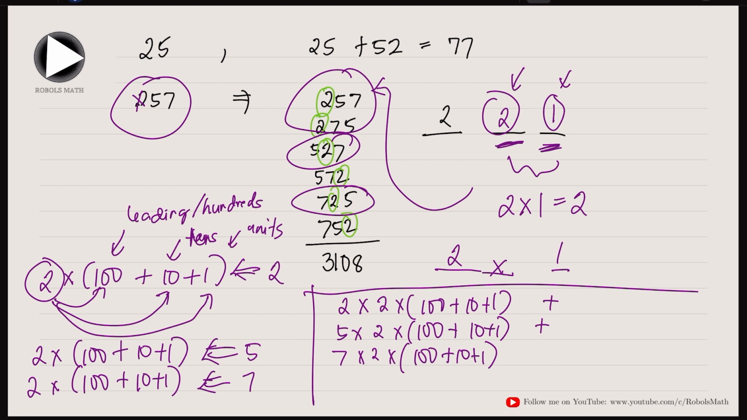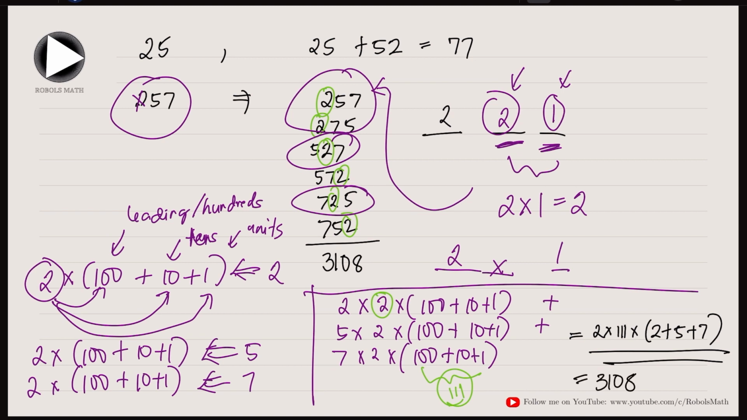Of course, 100 plus 10 plus 1 is just 111. So if we factor out this 2 times 111, we get 2 times 111 times 2 plus 5 plus 7. If we perform that operation, we get 3108 as we have previously obtained. Okay, you get it?